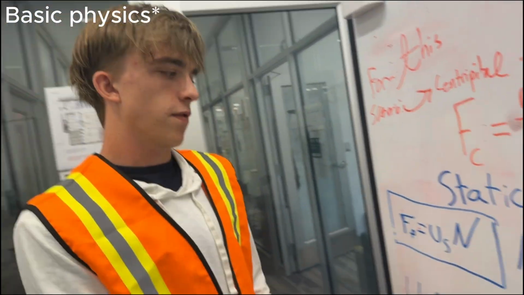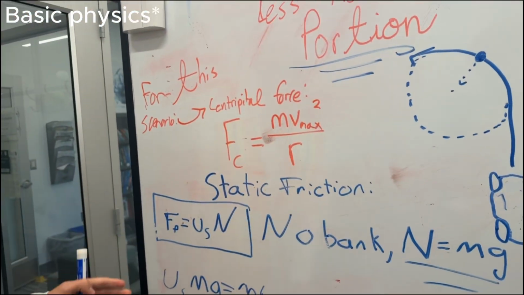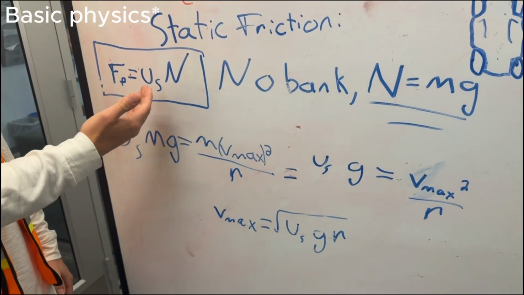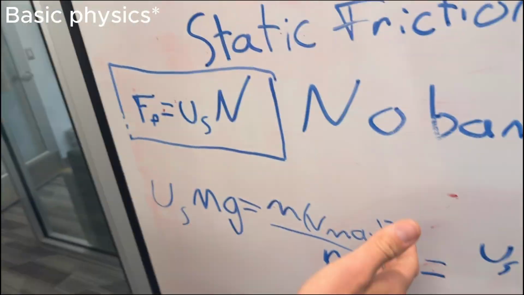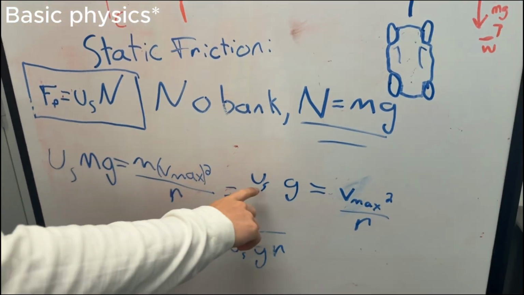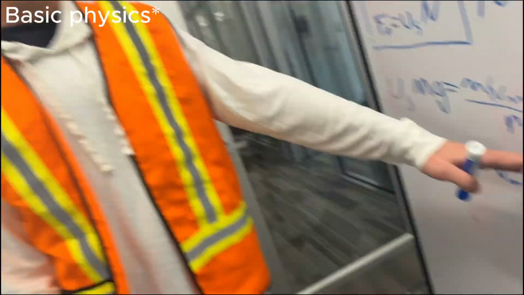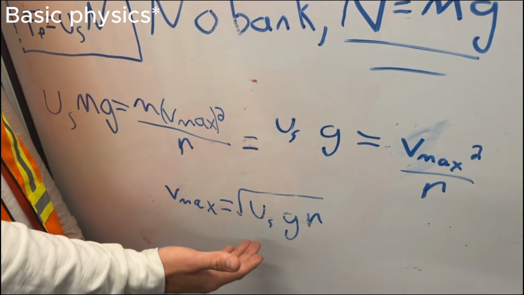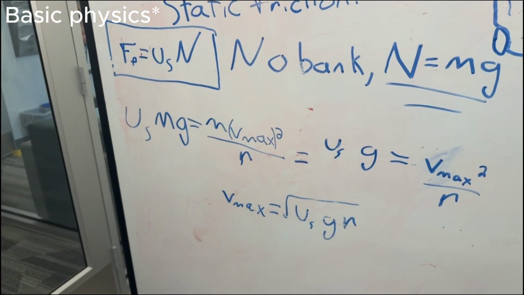And we can also use the equation for static friction, which is mu sub s times the normal force, and combine these two formulas. We have mu sub s times the normal force, but since we know it's equal to mg, we can just substitute mg, which then equals m v max squared over r. Cancel out the m's, we get mu sub s g equals v max squared over r, and then to solve for v max, we get the square root of mu sub s, which is the static friction coefficient between the tires and the road, times g, and then times the radius of the circle.